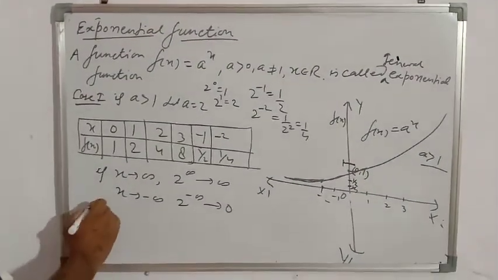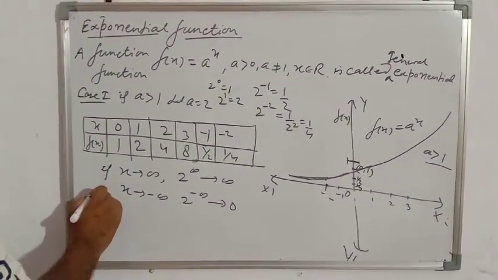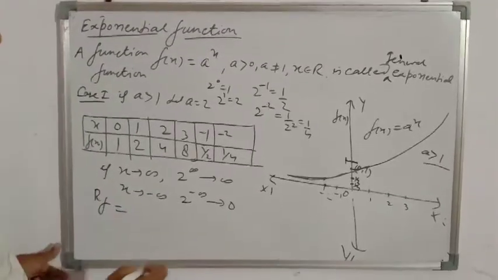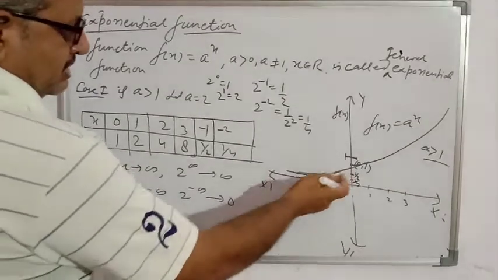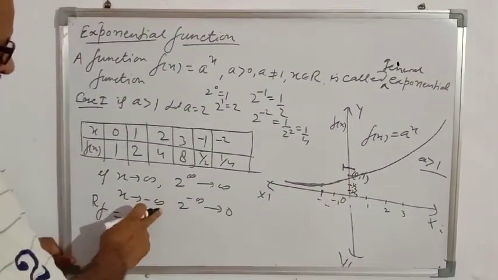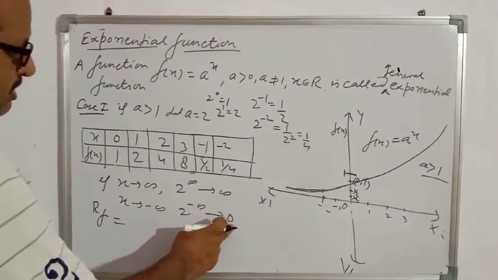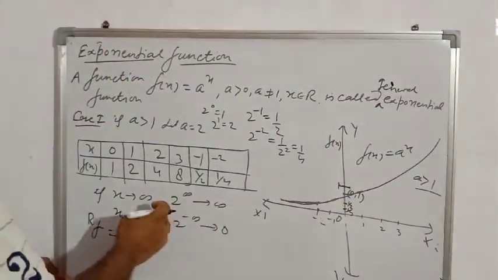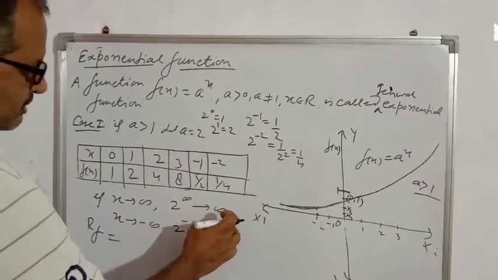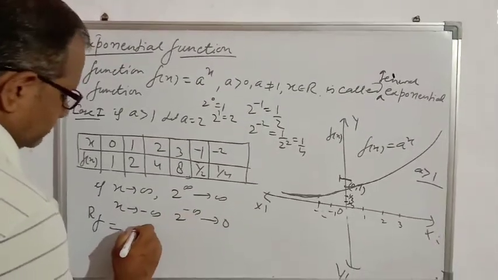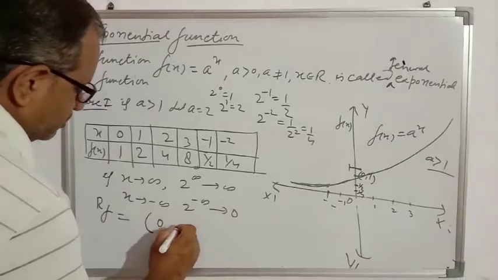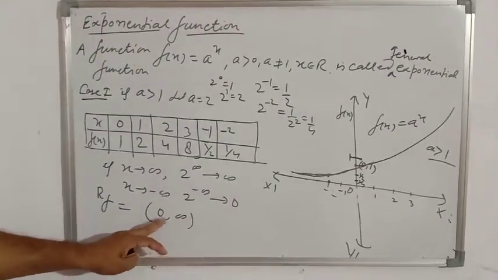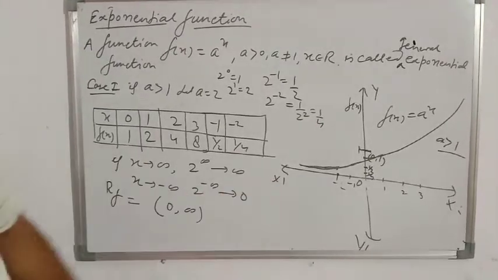What is the range of this function? As x decreases, means x tends towards minus infinity, f(x) will approach 0. And as x tends towards infinity, f(x) is also a very large number, infinity. So range will be 0 to infinity, open interval, 0 not included. So 0 to infinity is the range of the exponential function.